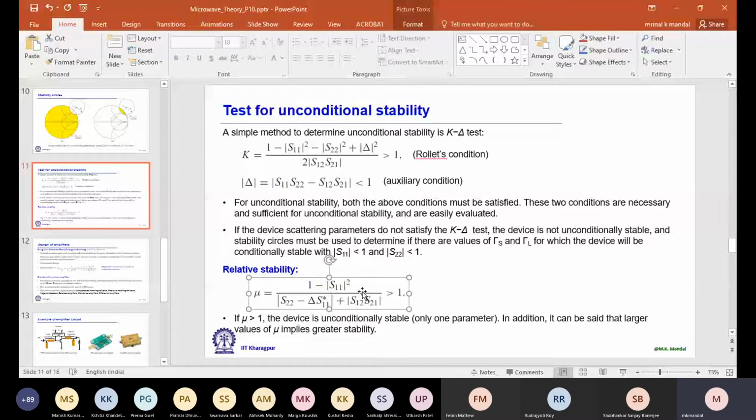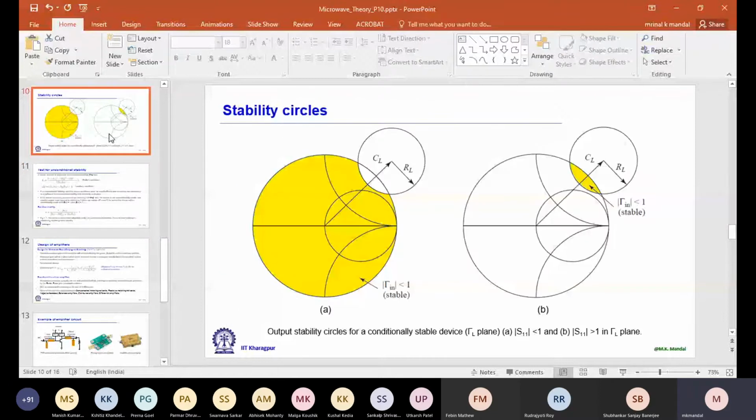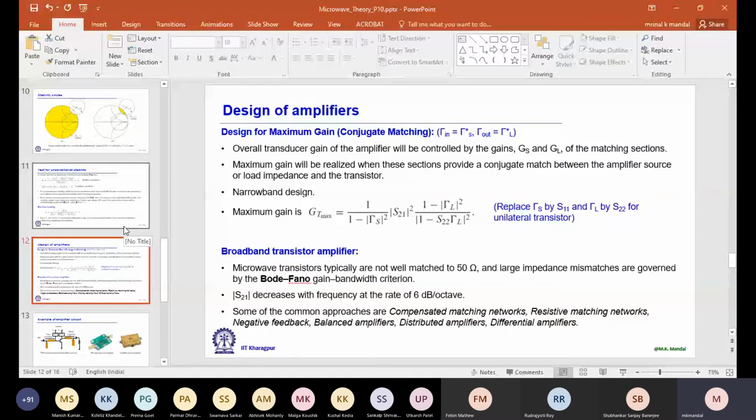But we have a problem actually. If you keep on increasing mu, then the problem is that gain decreases. So in most of the cases, we keep the mu value between 1 to 1.4, 1.5 like that, but not less than 1. Also, we learned about K delta and mu test, but all these are for unconditional stability. If it does not satisfy this, then we don't have any other option, but we need to go back to the Smith chart solution.